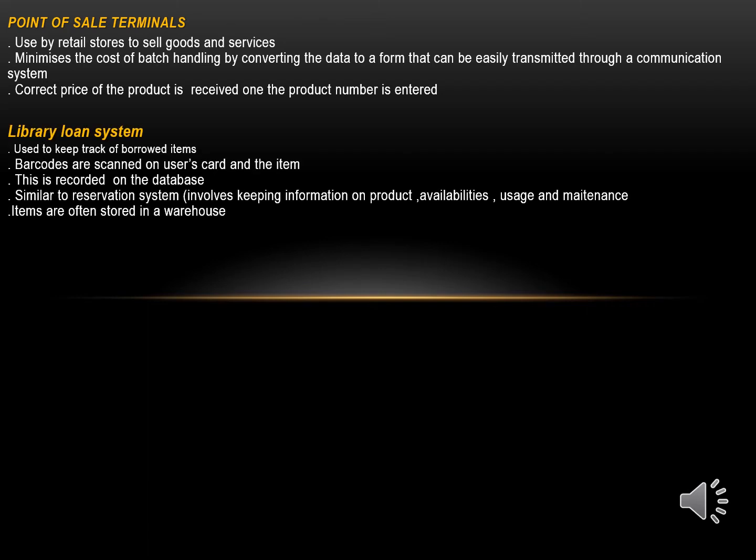Library loan system is used to keep track of borrowed items. The barcode is scanned on the user card and the item. This is recorded in the database, similar to a reservation system. Available usage materials and items are offered in a warehouse.